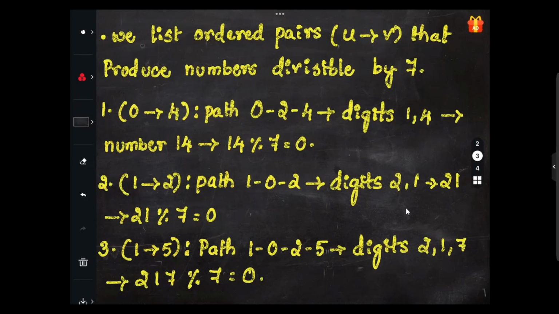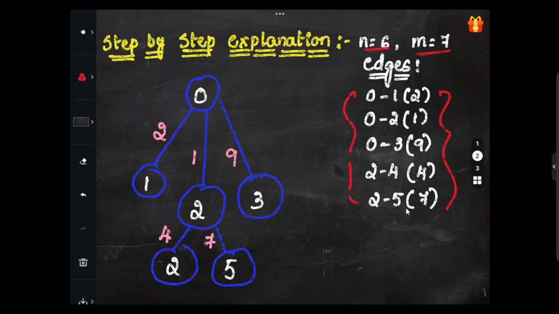So first we will list the ordered pairs from U to V that produce the numbers that are divisible by 7. Initially, let's consider 0 to 4. So path has to be, see here, we have to move from 0 to 2, then from 2 to 4. Sorry, from 2 we have 4 here. I got confused, I believe. Just one correction, that is 4.